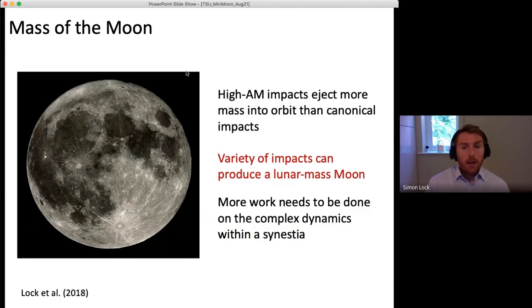Now, with these high energy, high momentum impacts, you eject a lot of mass into orbit. And so actually there's a large variety of impact events that can produce a synestia that is large enough to produce a lunar mass moon. And how large a range that is requires us to understand a little bit better some of the dynamics that's happening in a synestia. There's a whole load of future work to really nail that down.